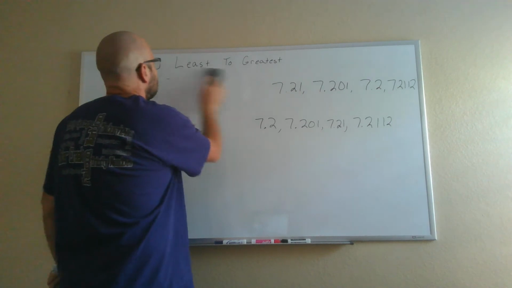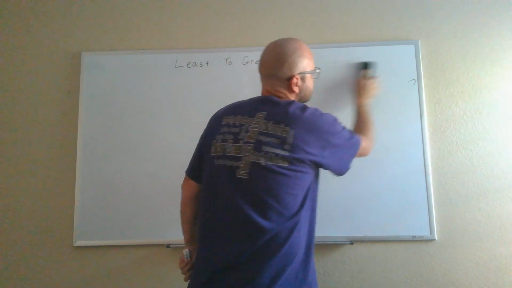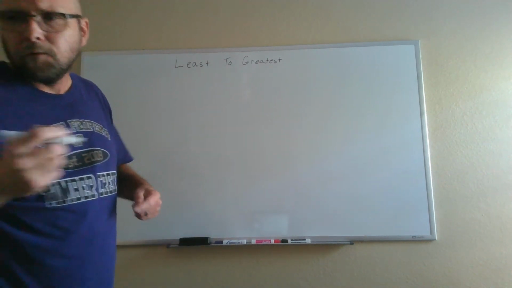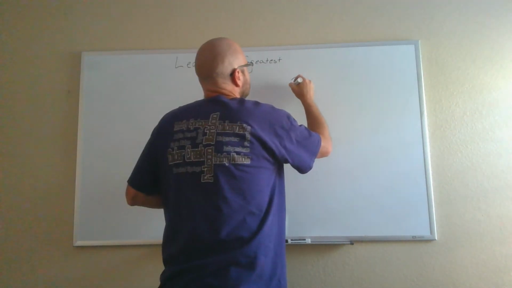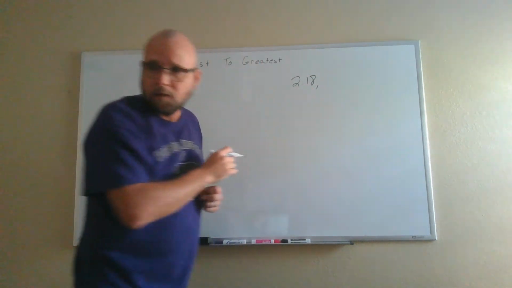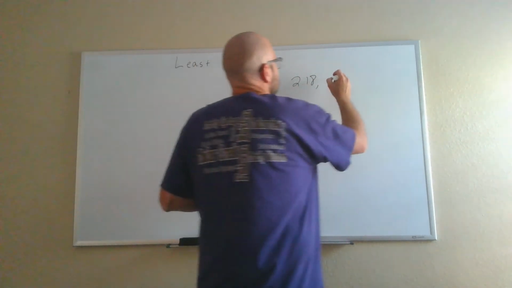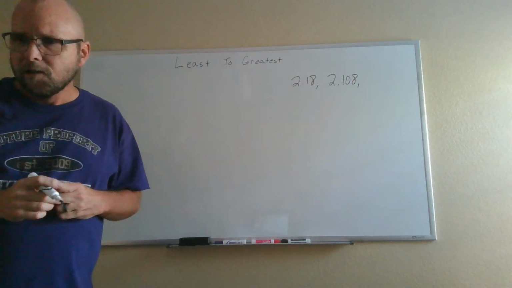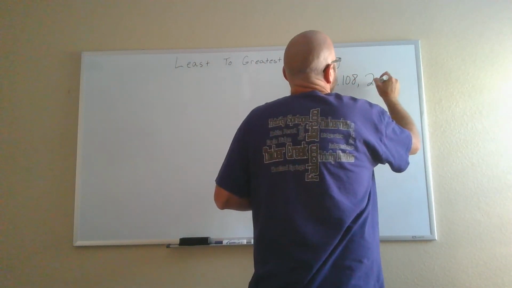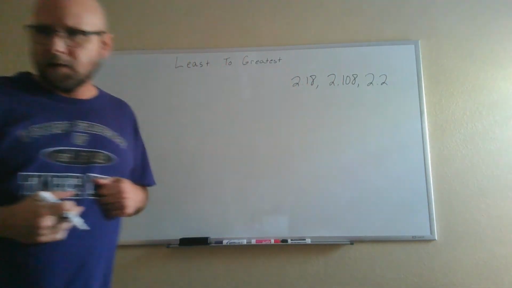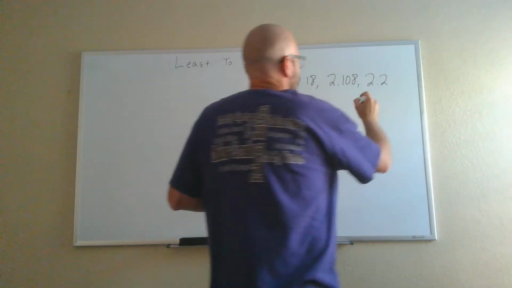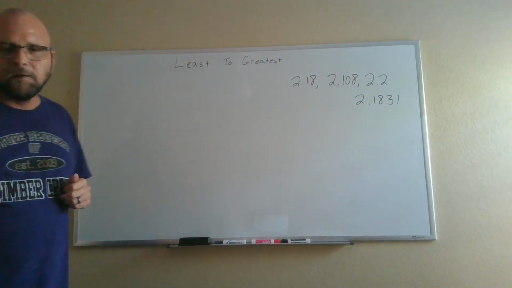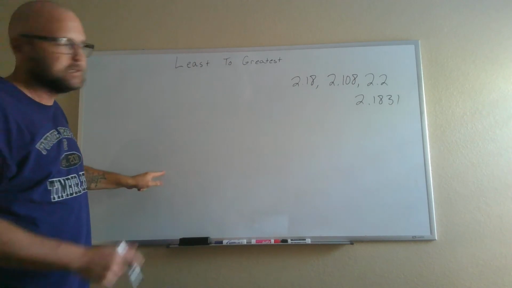Let's look at another problem. And 18 hundredths, 2 and 108 thousandths, 2 and 2 tenths, 2 and 2 tenths, right? And 2.1831. Let's write them down, lining up the place values.